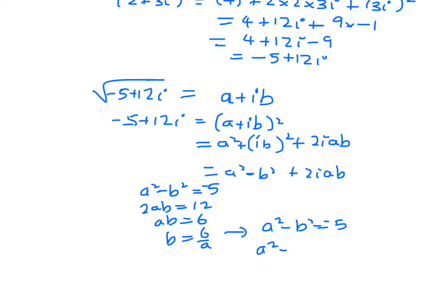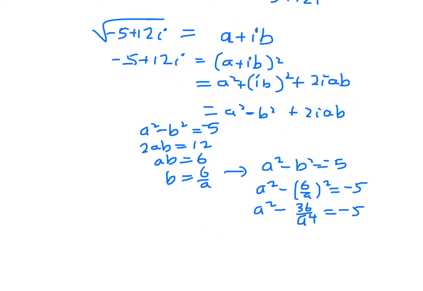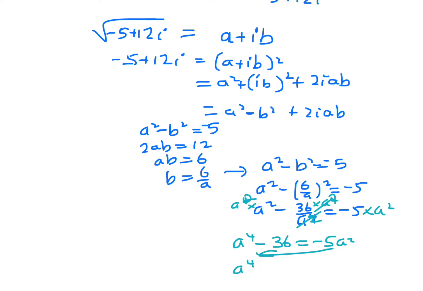then you go a squared minus (6 on a) squared equals minus 5. A squared minus 36 on a to the 4 equals minus 5. Multiply by a to the 4. Sorry, a squared. Oh no, yeah, it's by a squared. That should be a squared. By a squared, they cancel. So you get a to the 4 minus 36 equals minus 5a squared. Bring it to the other side, you get a to the 4 plus 5a squared minus 36 is 0.